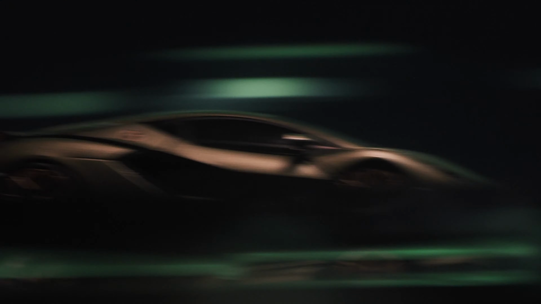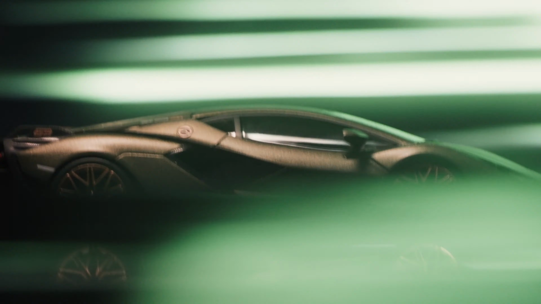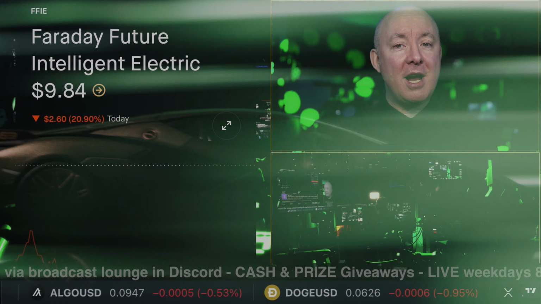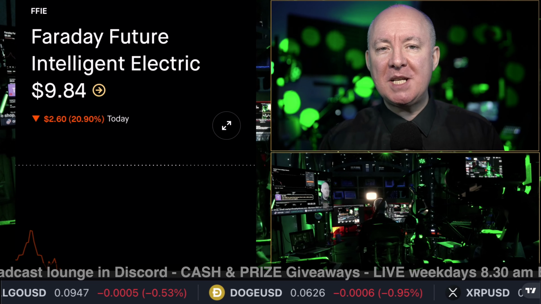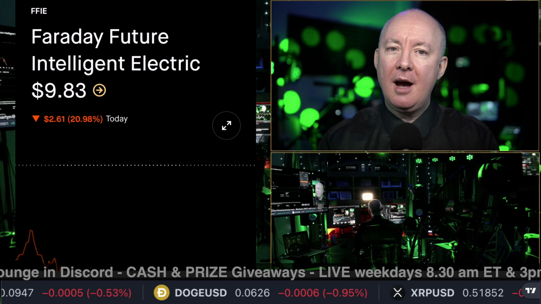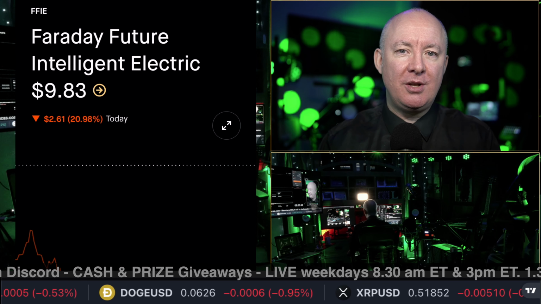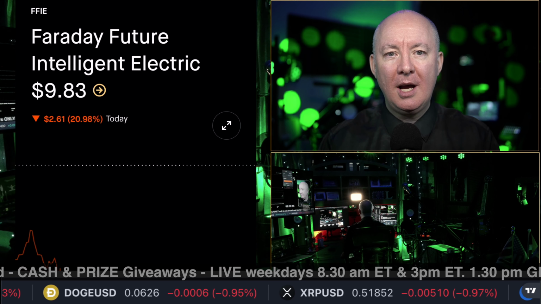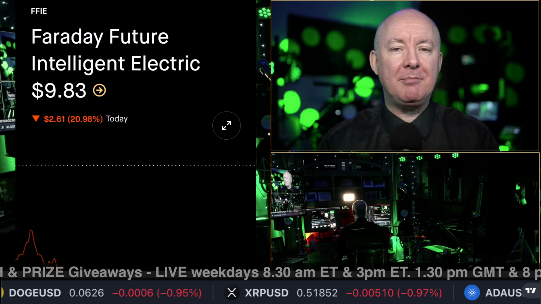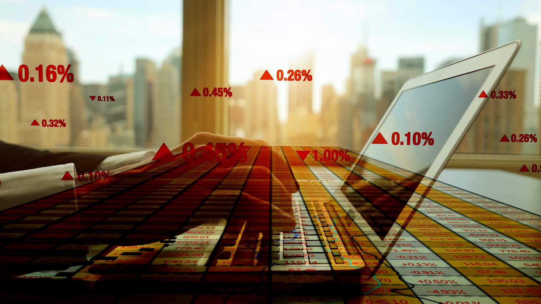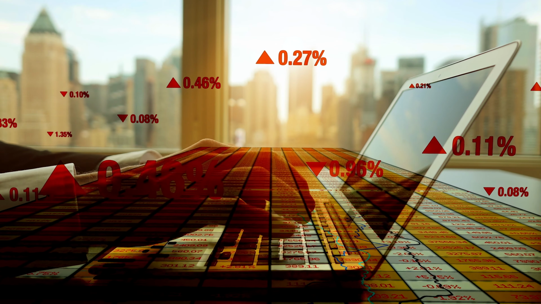Faraday Future Intelligent Electric stock. We're looking at it right now. In this video, I'm going to give you a price prediction, where I see it going. I'm also going to give you a reaction to the earnings call and discuss what's happened today with the reverse split. Why is there a reverse split? What does it mean? Where's the stock price going?